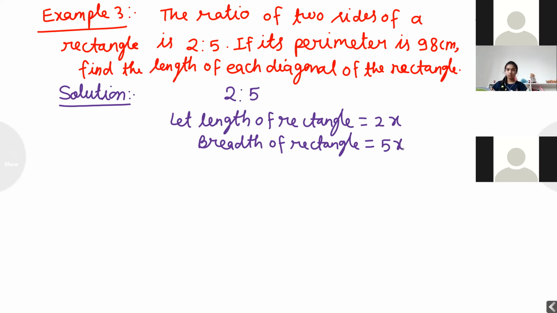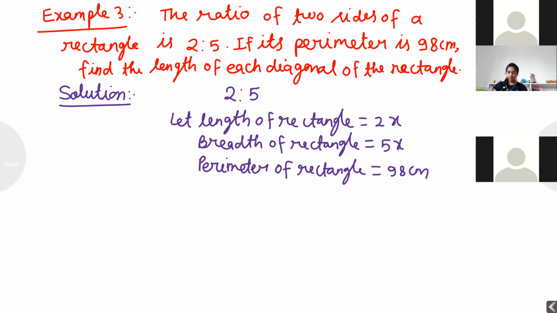After that he has given, if its perimeter is 98 centimeter. What is the meaning of perimeter? The sum of measure of all sides is called perimeter. Distance around any figure is called perimeter. Perimeter of rectangle is equal to 98 centimeter.